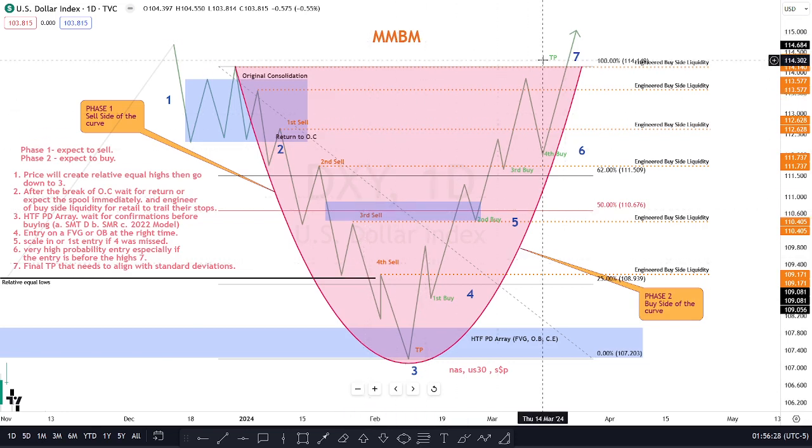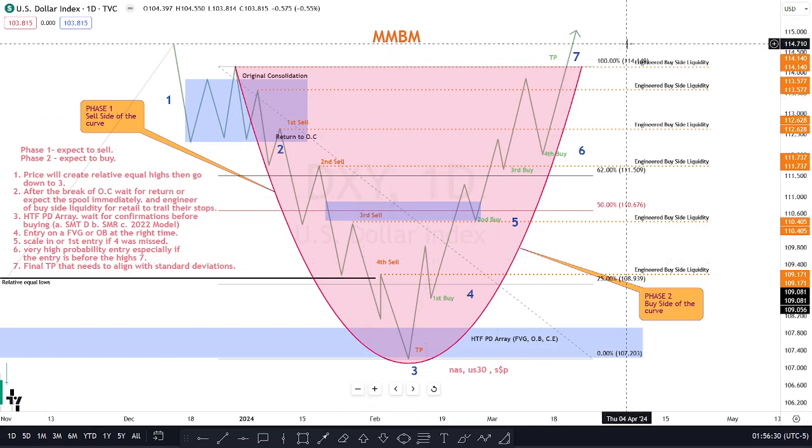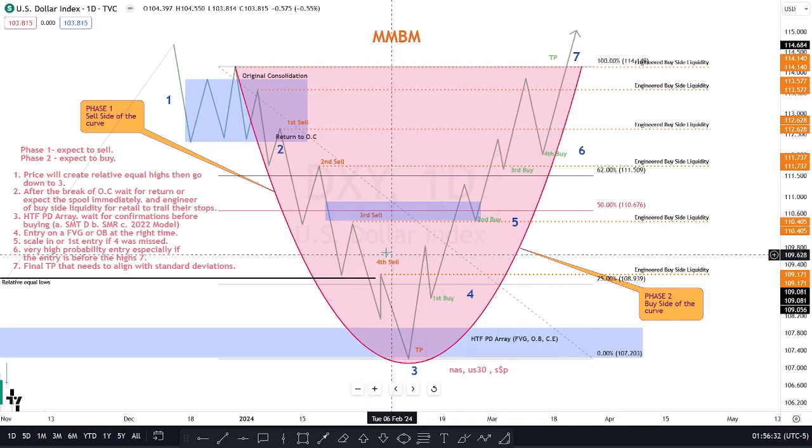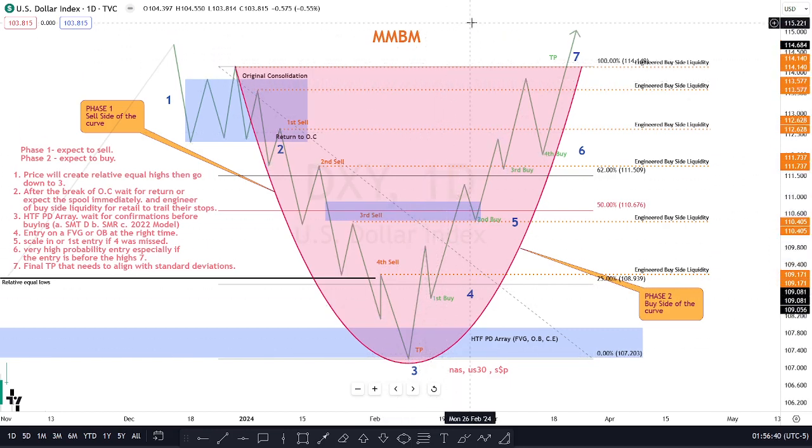On this one again, I will make a separate video on standard deviations and everything, because it's another game. It's another way you measure this leg. The one that caused the low will give you the TPs.